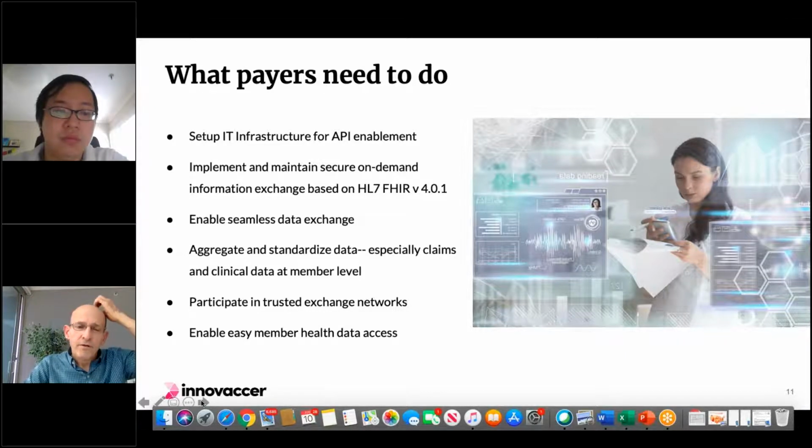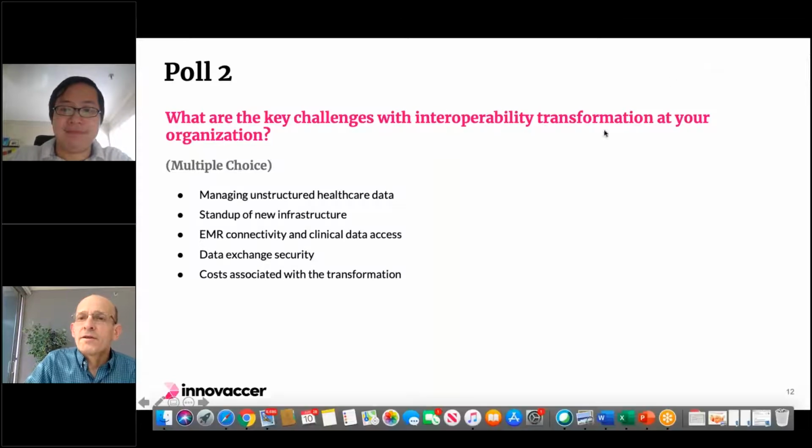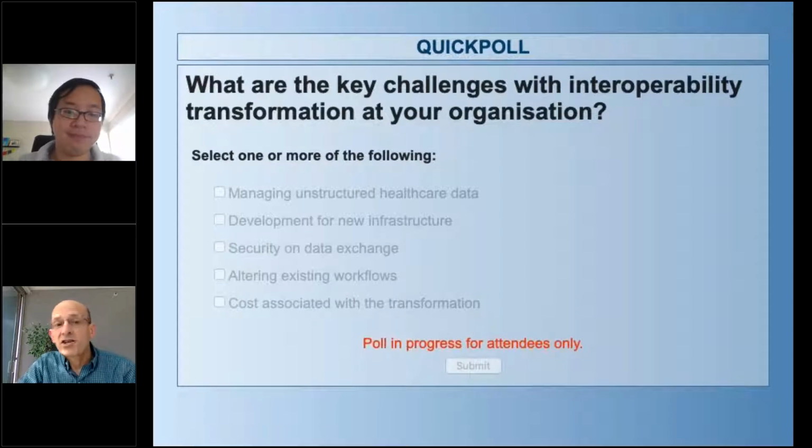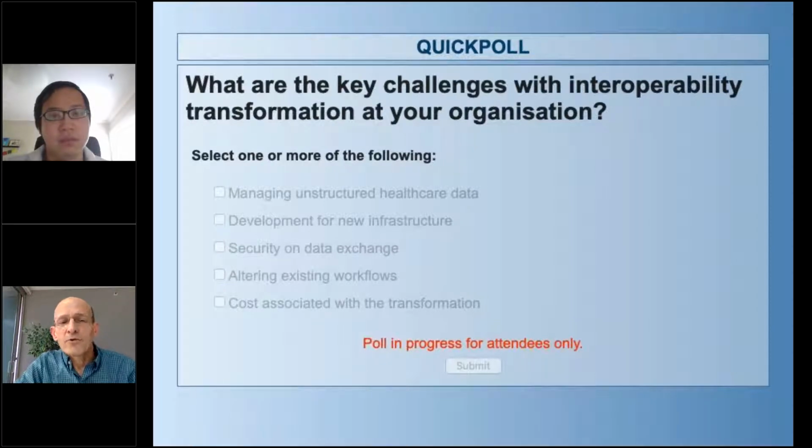Now that gives a clear view, I think, of some of the things that really need to be tackled. Let's go back to our audience and take another poll. Now that we've outlined some of these things that need to be done to be compliant and to meet these goals, what are the key challenges currently with interoperability transformation in your organization? So a couple choices here. Is it managing unstructured healthcare data like text-based notes or radiology reports? Is it development of new infrastructure within the organization, rip and replace your data warehouse, or develop new technologies to replace old ones?